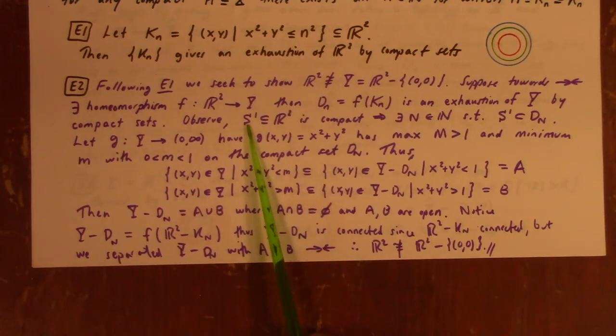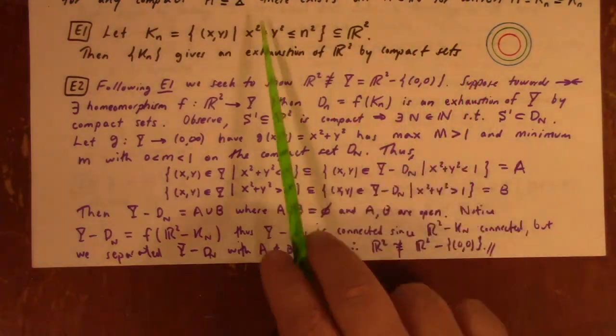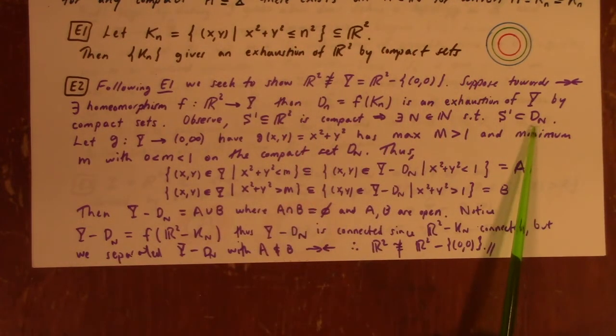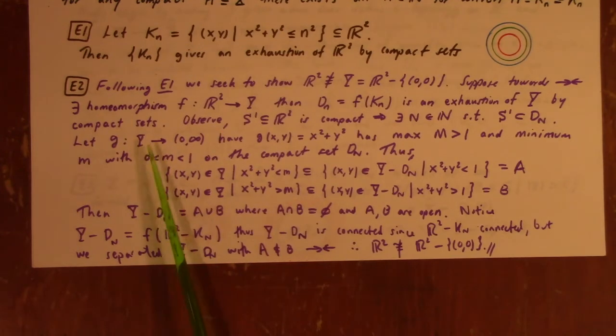It's definitely true that the circle's compact, and by what's discussed up here, surely there has to be an n such that the circle's contained in Dn. And then we can define g from the punctured plane by this formula. That's fine. And it is true that its outputs are positive, right? And it's also true that the continuous image of a compact set must attain its extreme values. The extreme value theorem says that there exists a little m and a big M which are attained. There has to be a point or points in Dn such that g of those points is equal to m, and g of those points is equal to big M.